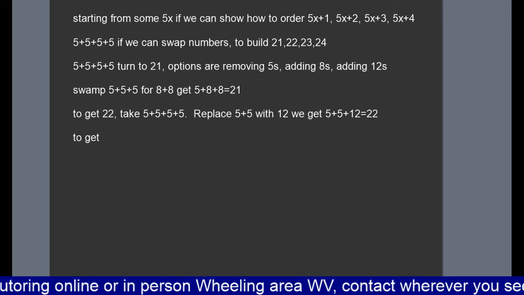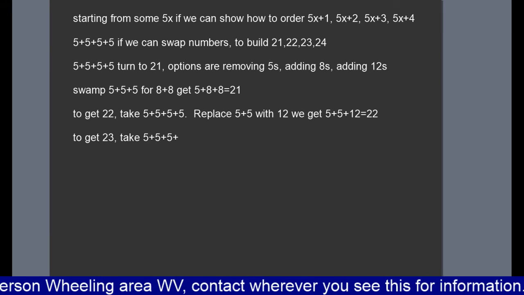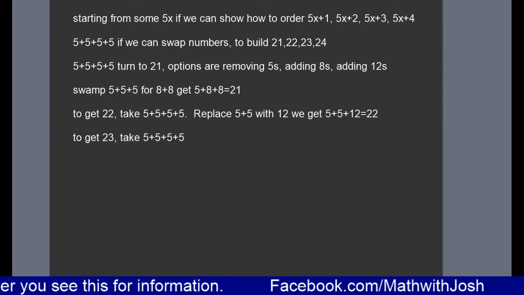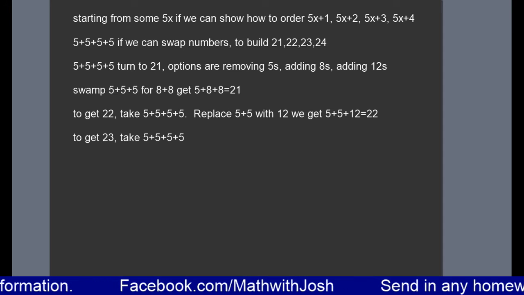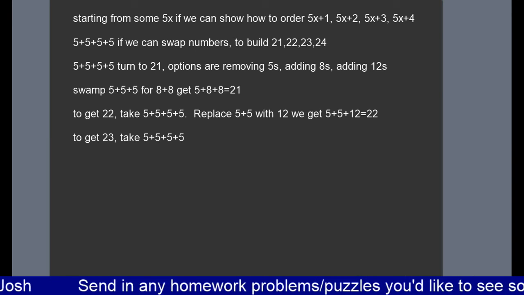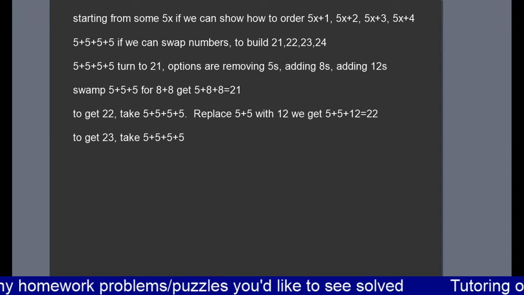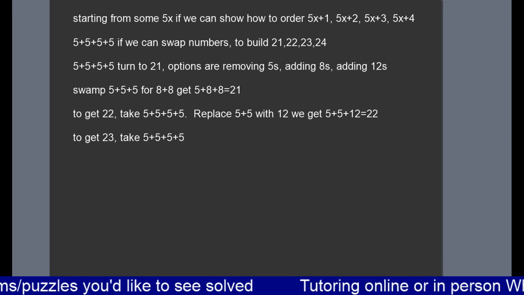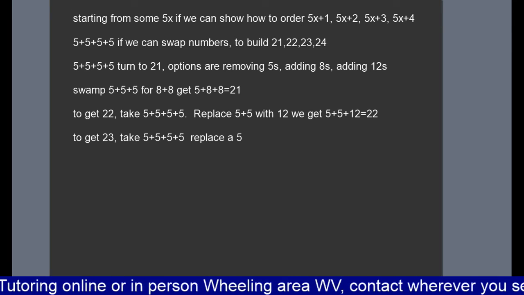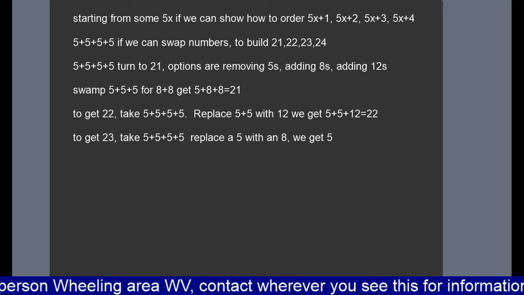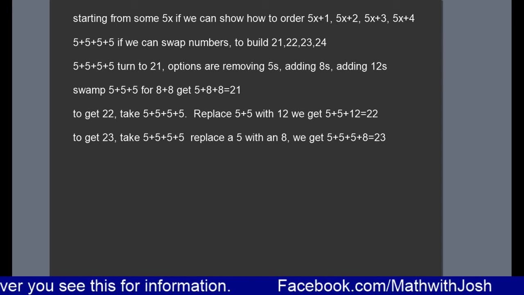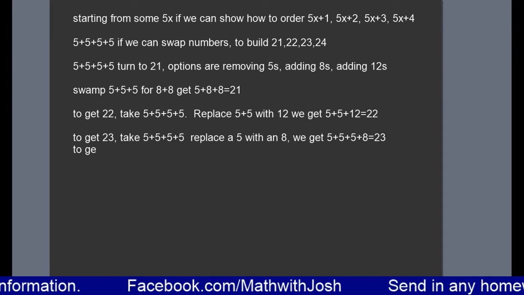For 23, we take 5 plus 5 plus 5 plus 5. We need to add 3 to it. And how did I do this? That was a good question. I had a very cool approach, actually. 23, if we subtract 12, we get 11. That doesn't work. If we subtract 8, we get 15. Yes. Replace a 5 with an 8. We get 5 plus 5 plus 5 plus 8 equals 23.